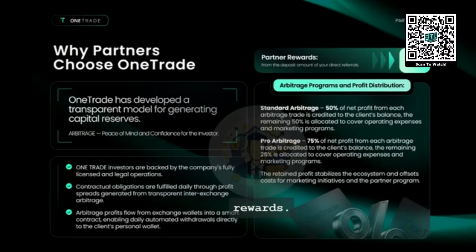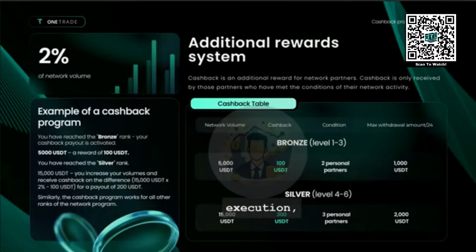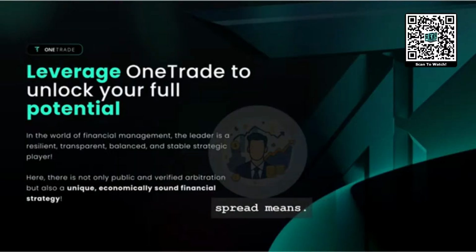Because crypto is full of opportunity, but it is also full of marketing. Still, the concept of arbitrage itself is very real. Banks do it, institutions do it, professional traders do it every day. The real question is always about execution, transparency, sustainability, and risk management. But now at least, you understand what arbitrage and spread means, and you understand the basic idea behind what One Trade is presenting. Thank you for watching.